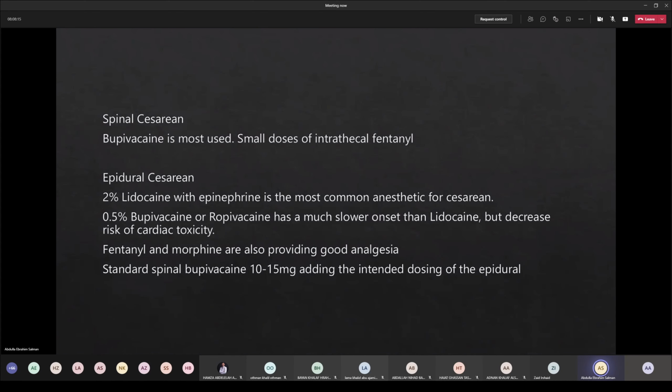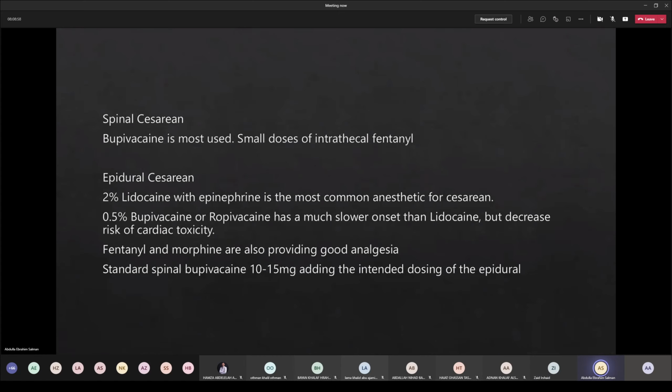Now for spinal cesarean, bupivacaine is the most used, with a small dose of intrathecal fentanyl. Epidural cesarean, 2% lidocaine with epinephrine is the most common anesthetic for cesarean. 0.5% bupivacaine or ropivacaine has a much slower onset than lidocaine, but decreases the risk of cardiac toxicity. Fentanyl and morphine also provide good analgesia, and standard spinal bupivacaine is 10 to 15 milligrams, with higher dosing for the epidural.